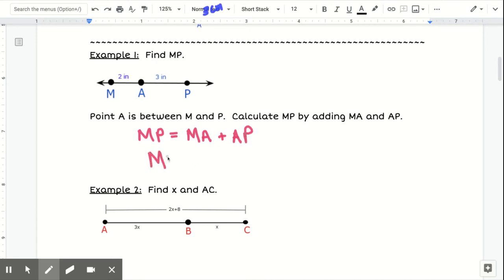So on my next line here, I don't know what MP is, so I'm going to leave that as just MP. But then I can fill in the length of MA using my diagram up here. It says that that is 2 inches. And I can fill in the length of AP. Again, using the diagram there, it says that that one is 3 inches. And so if I want to find the length of MP, I would simply add those two together. 2 inches and 3 inches are like measures, so I can add those, and I would get 5 inches.